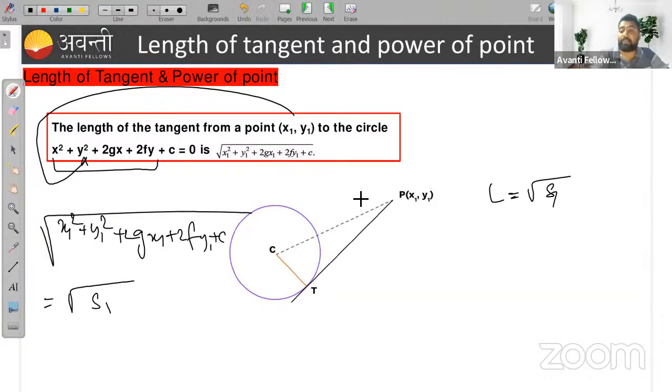So length of the tangent is always root of S1. Put the given external point in the left hand side of the equation of circle. So after putting, what you get, that is my length. Is that clear to everyone? Guys, clear? Okay. Sure. Let's move.